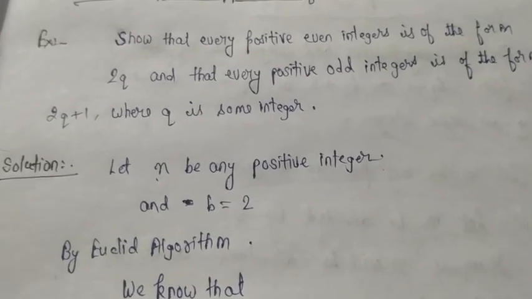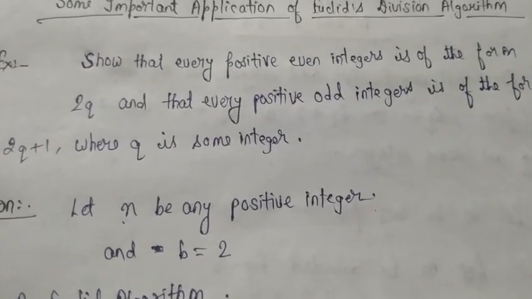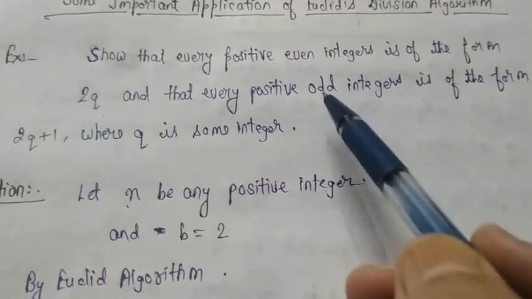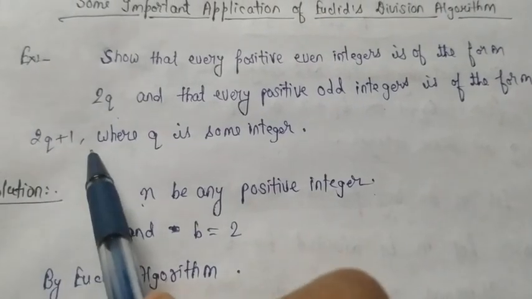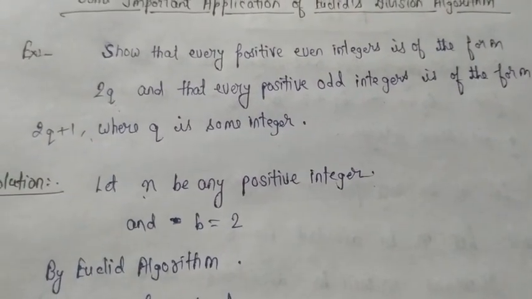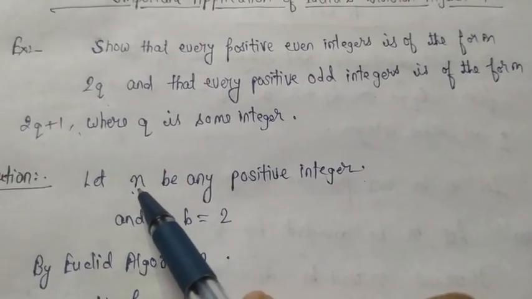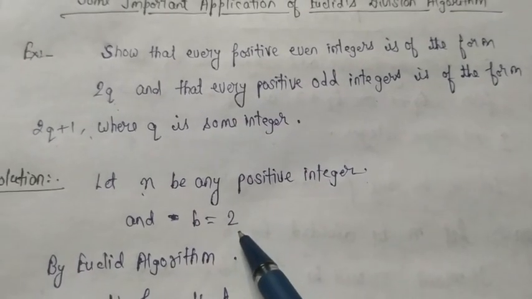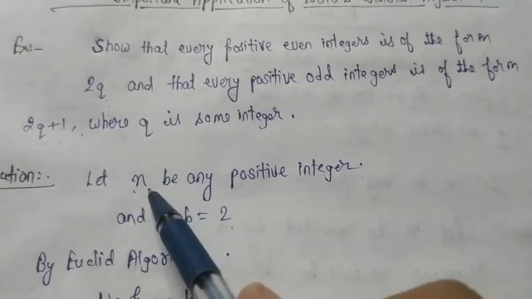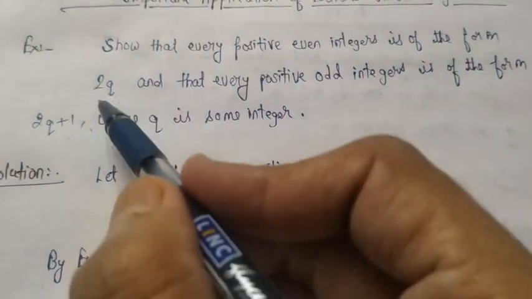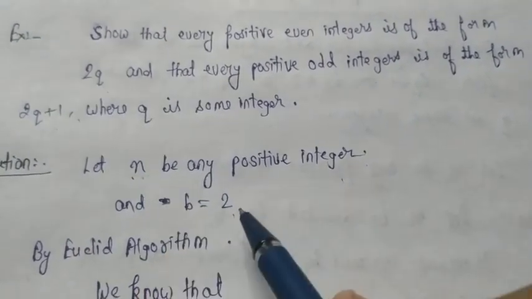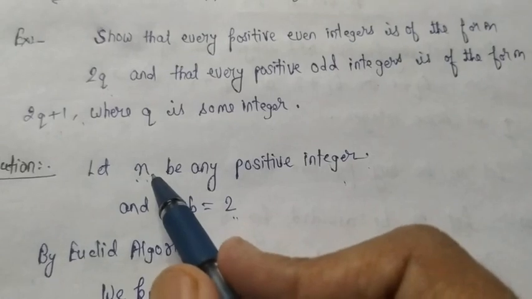Now what I will do, I will look at the question: the even integer is of the form 2q and the odd integer is of the form 2q plus 1. So in both forms you are seeing 2. So you will divide this n by 2. Suppose here it was given 3q and 3q plus 1, then you would divide n by 3. But in this question it is given 2q, so this n can be divided by 2.